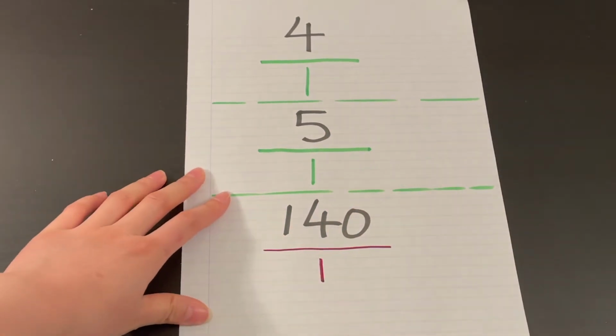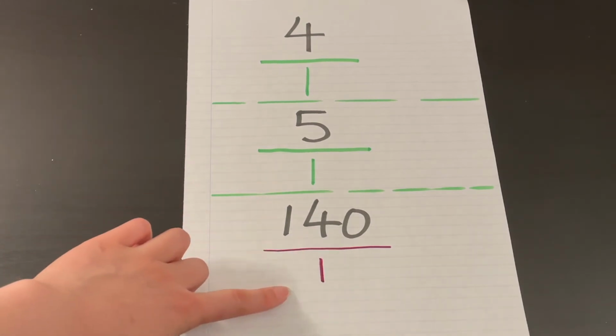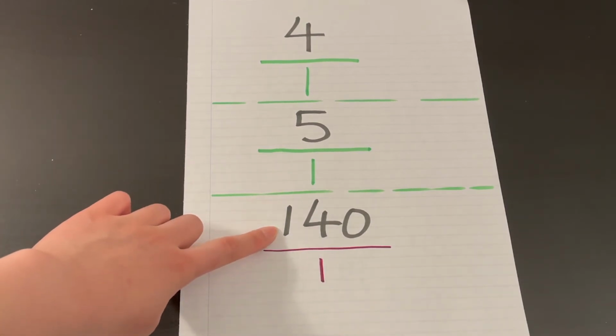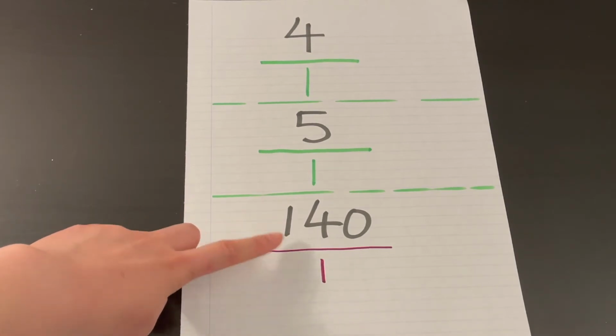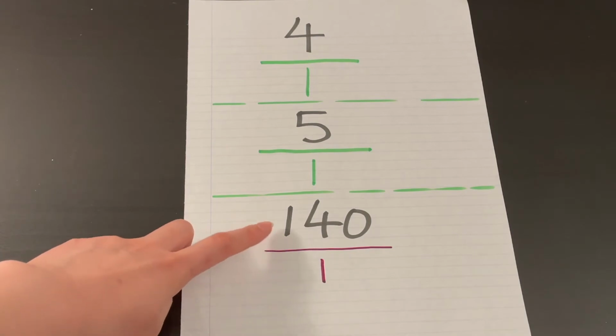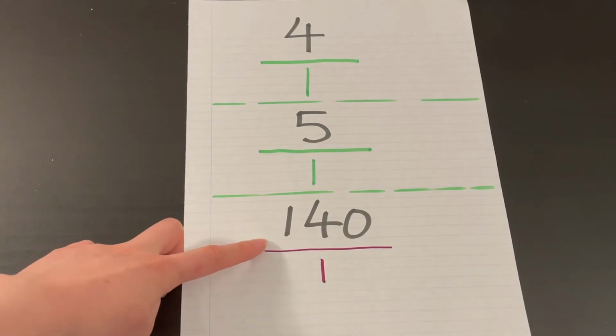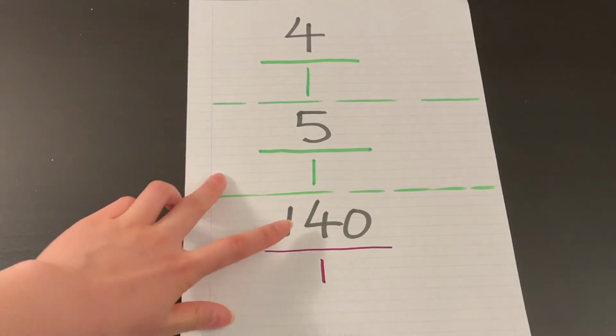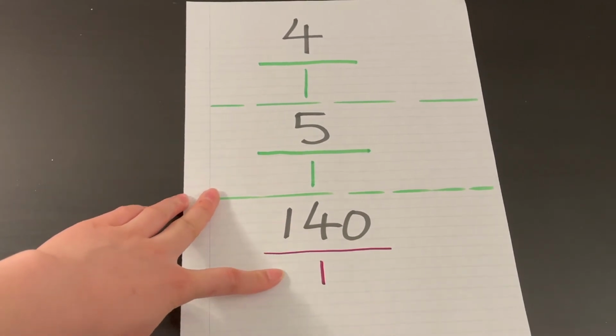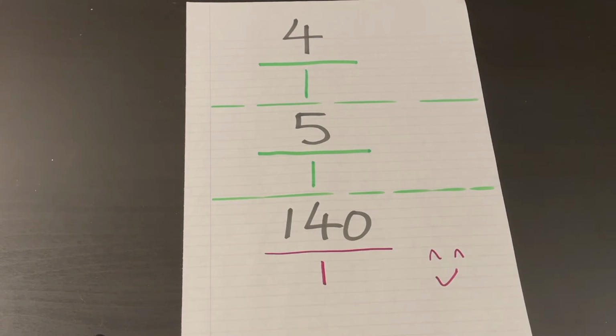Great job! Because any number divided by 1 is equal to itself. So 140 divided by 1 equals 140. So the value doesn't change, just the form changes. Great job! See, we have a fraction now, 140 over 1. Wow, you guys are so amazing!